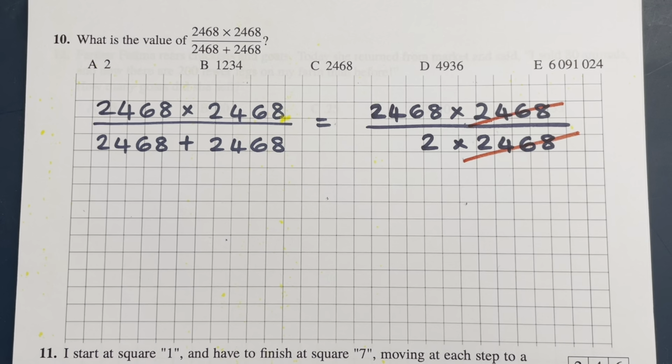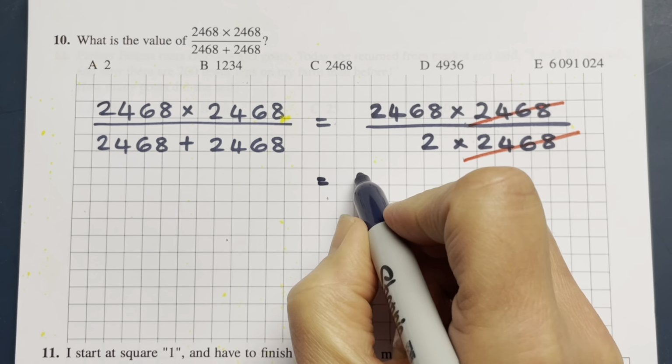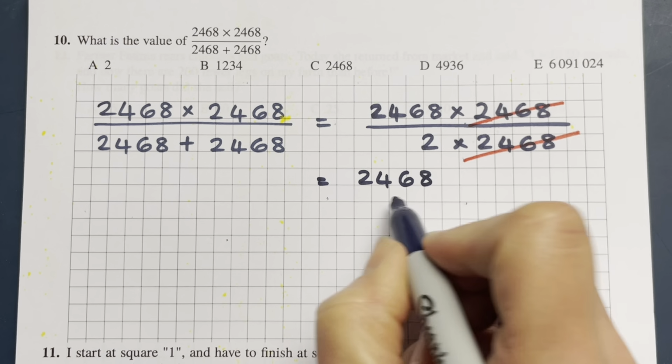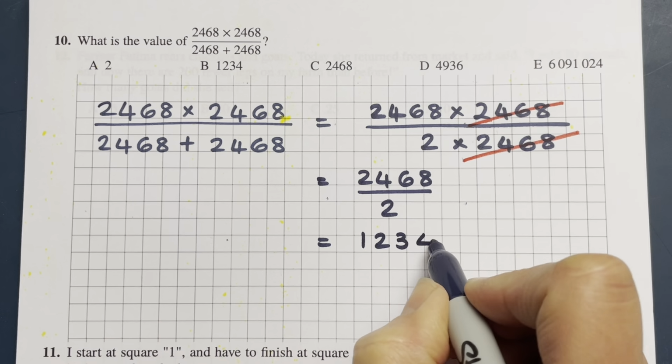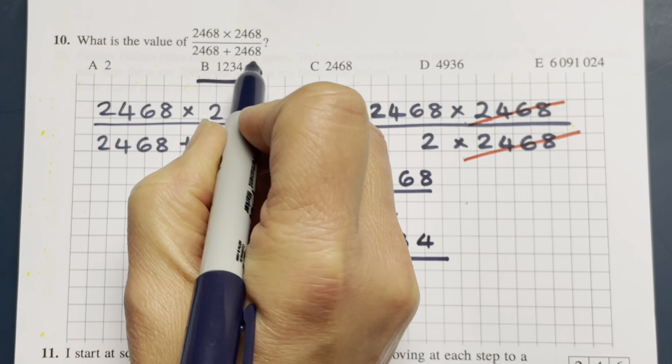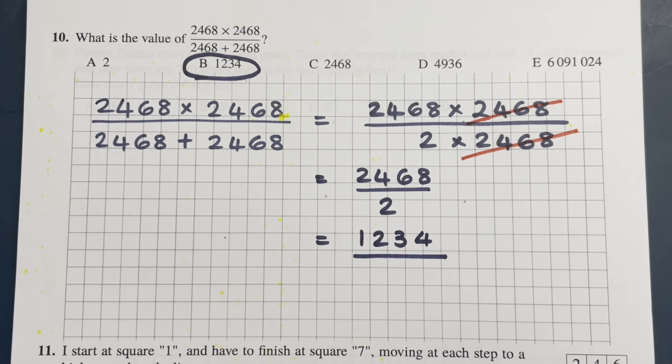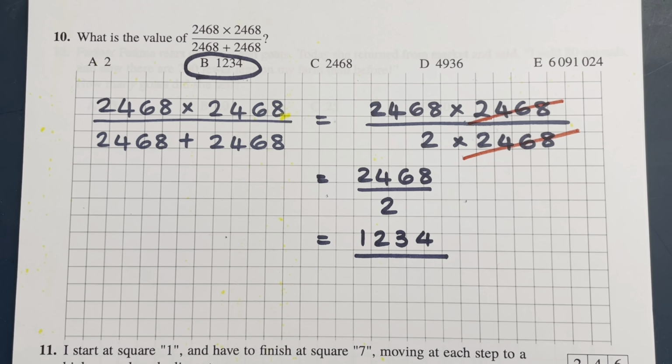2,468 divided by 2,468 is going to give me 1. So I'm simply going to be left with 2,468 divided by 2, which is 1,234. So the answer to question 10 is B, 1,234.